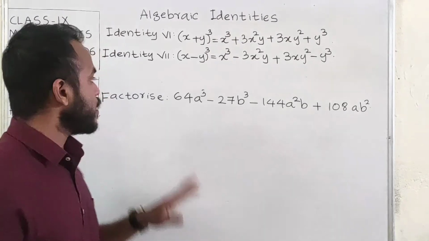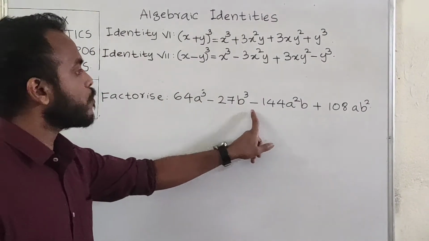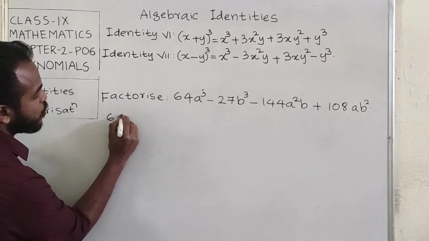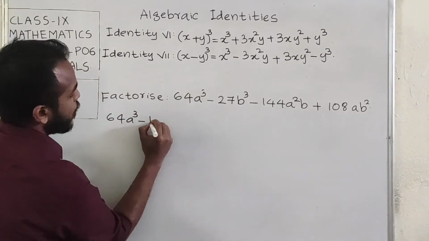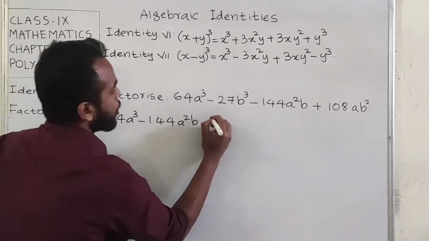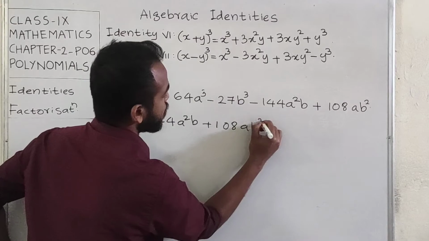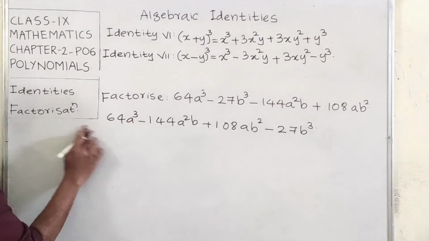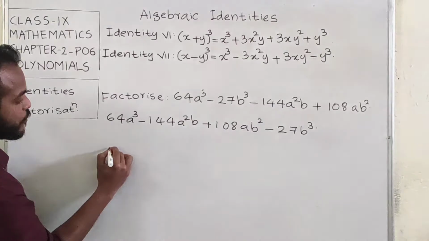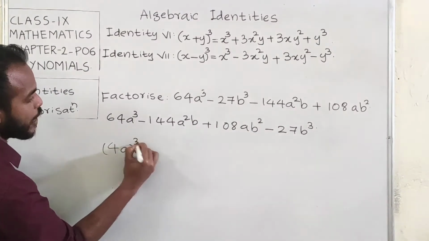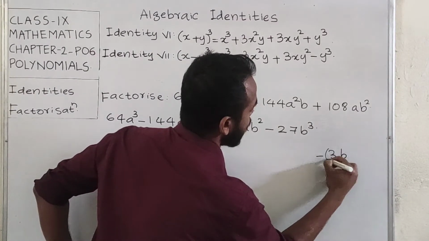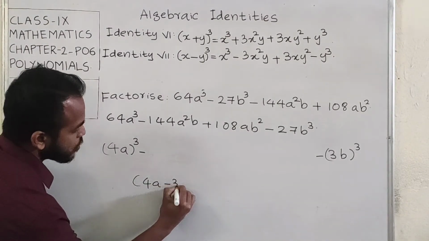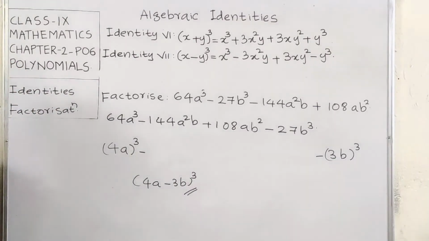Now let's solve the second question. Factorize 64a cube minus 27b cube minus 144a square b plus 108ab square. We use the same concept. First we'll write 64a cube over here. Then the next term should be minus 144a square b plus 108ab square. Then the last term as minus 27b cube. If you are able to find this as something whole cube, then it's more than enough. So we know 64 is 4 cube. Then we can write 4a whole cube, and the last term is nothing but 3b the whole cube. So effectively we can already write the answer as 4a minus 3b the whole cube. This will be our answer.